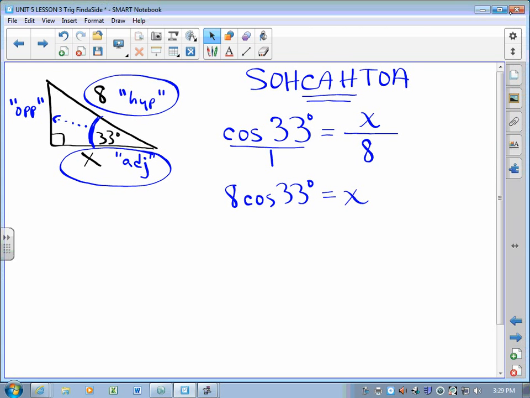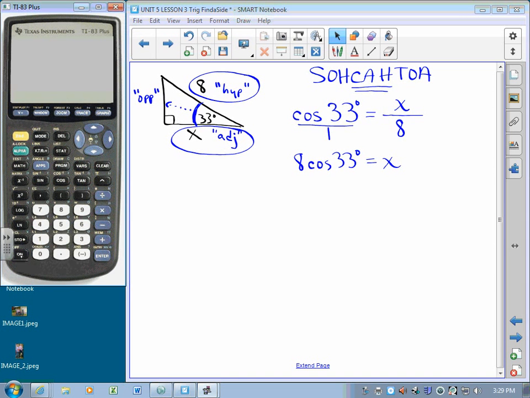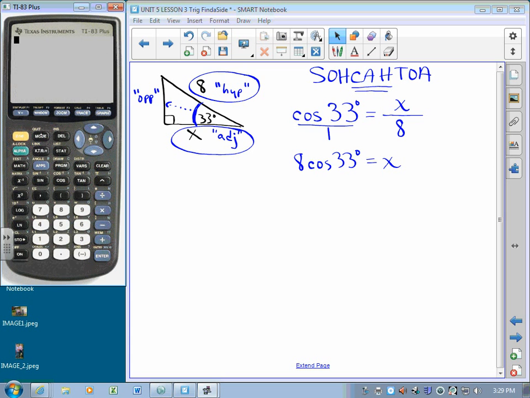Well, now I need my calculator, which I happen to have handy. And my calculator says, oh, let's go into degree mode. I'm going to hit the mode button. There it is, mode button. I'm going to make sure that I am in degree mode because my angle is measured in degrees. What's a radian? You'll learn someday, I promise.